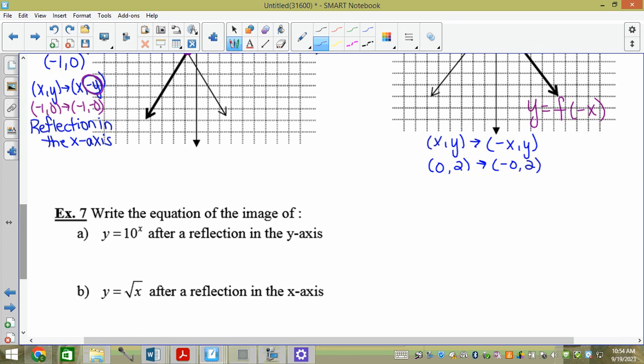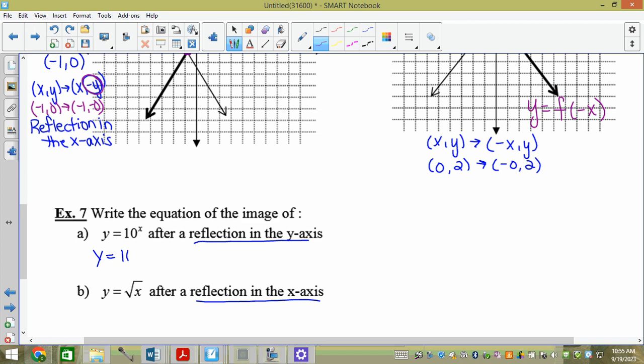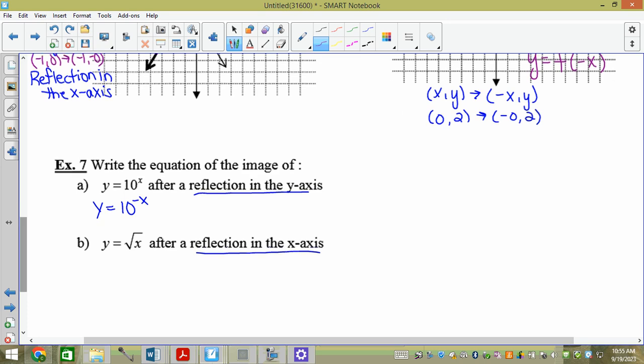I want you guys to try and determine the equation if these reflections happen. Remember, if it's a reflection in the y-axis, it affects the x. If it's a reflection in the x-axis, it affects the y's. It's the opposite. So when we have a reflection in the y-axis, it affects the x's, correct? So the negative has to go with the x. So you should have y equals 10 to the negative x. When you have a reflection in the x-axis, it affects the y's. So you would put a negative with the y.